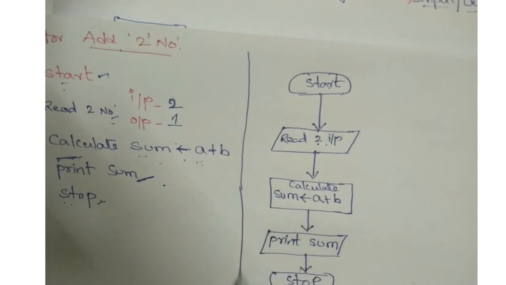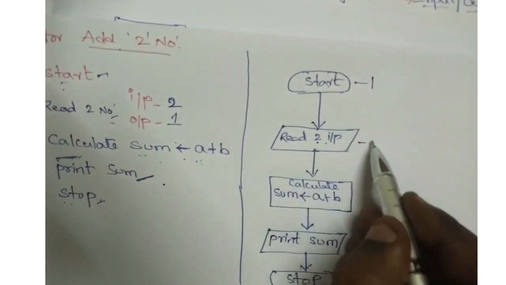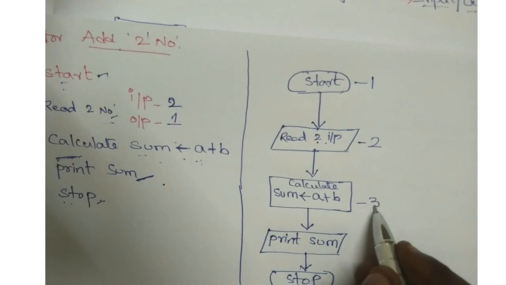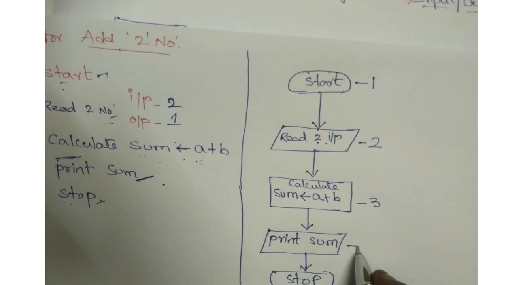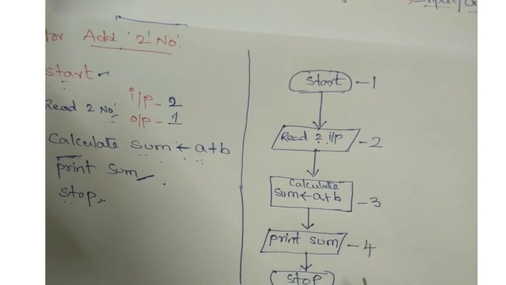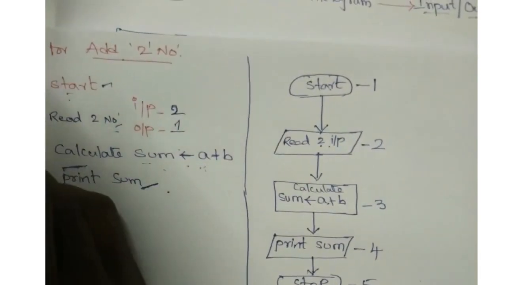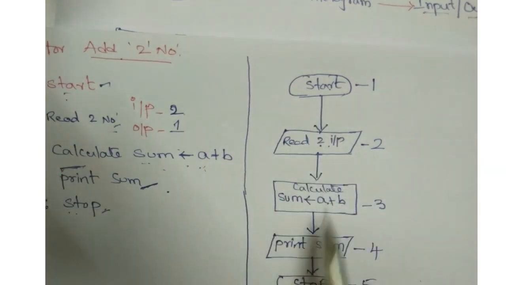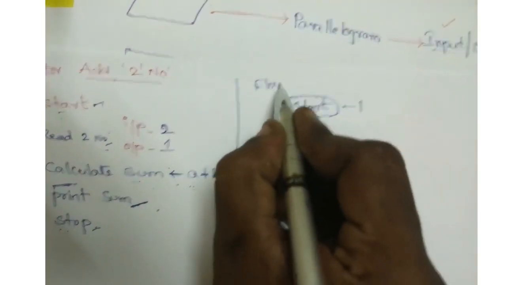See here, what are the steps I have to write? First step, start. What is the second step? Read two inputs. And what is the third step? Calculate sum equals A plus B. The fourth step, display or print the result. And what is the fifth step? Stop. That means an algorithm is nothing but a step-by-step process. These steps, represented diagrammatically or pictorially, are called a flowchart.